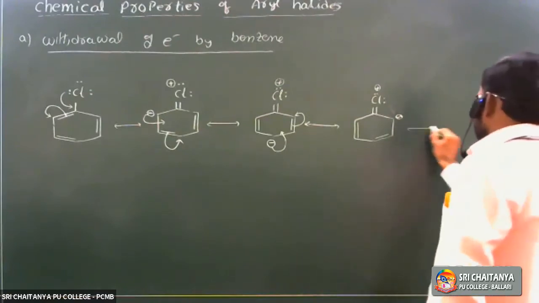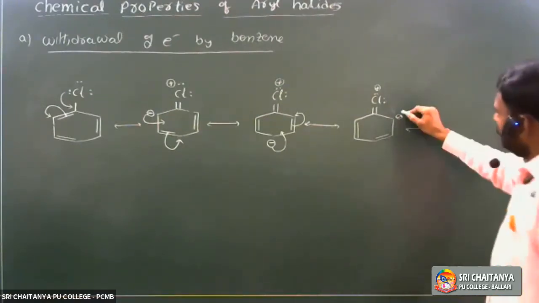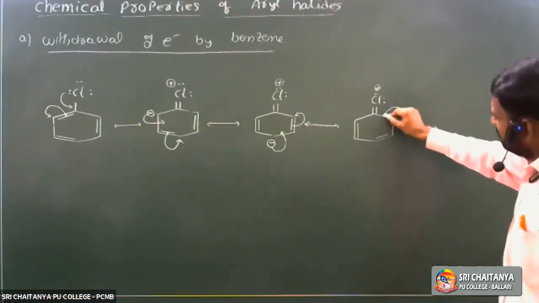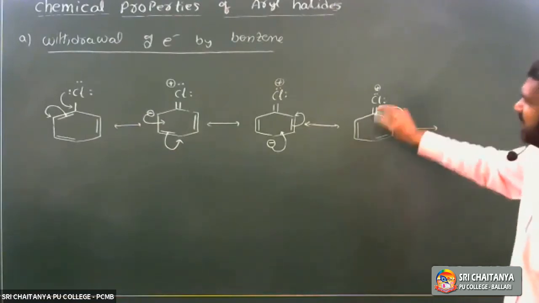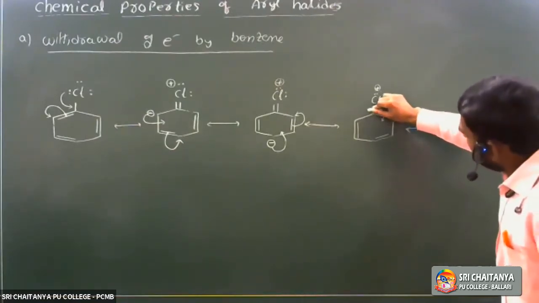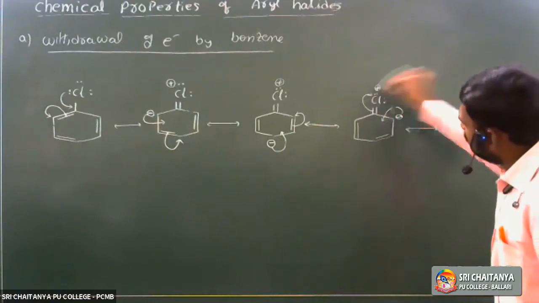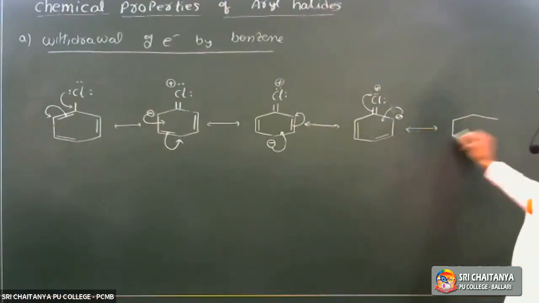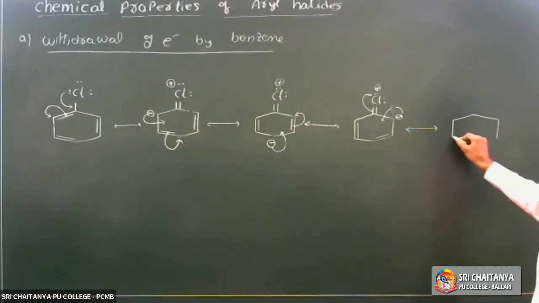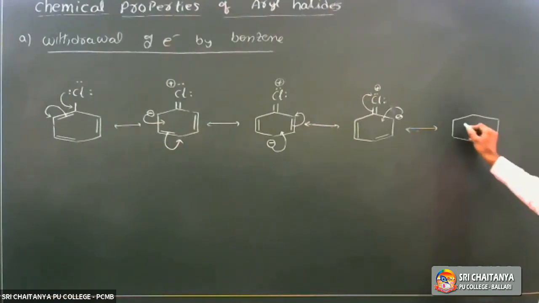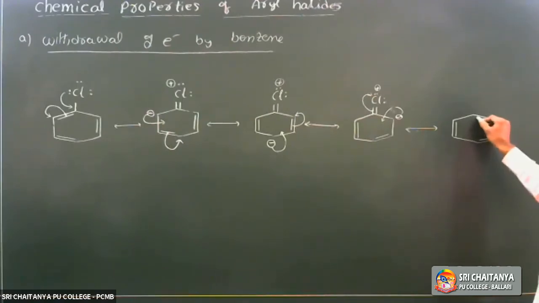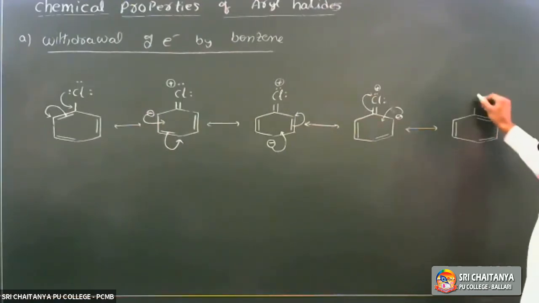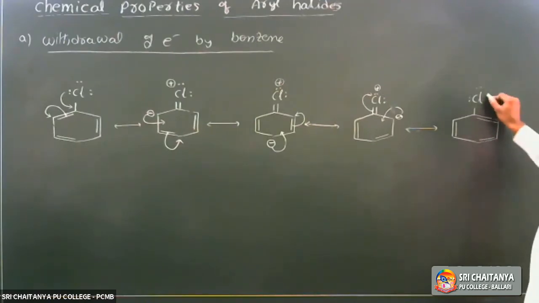The next, last form. So it is shifted to this position. Here electron density increases. Hence, these pi electrons are shifted to chlorine. So it is the final form. So it is a benzene ring. Next, it is a pi bond. Next, it is a chlorine. Now it contains 3 bonds.